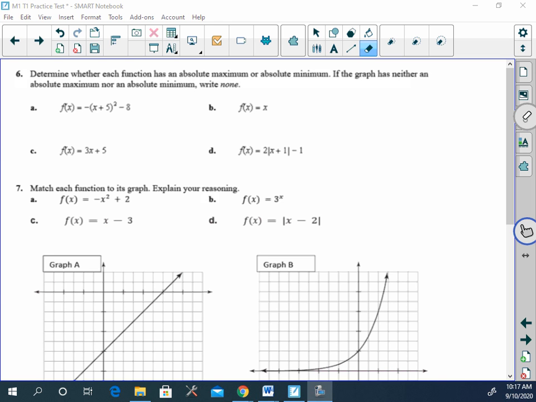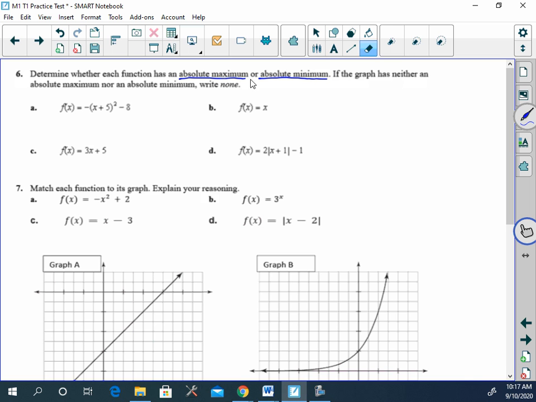So looking at page 2 here of your practice test, these are just a couple questions. They should go pretty quick here. So determine whether each function has an absolute maximum or an absolute minimum. So that's what we're looking for. If it has neither, so there is a third option, then make sure that you write none. So I should probably underline none.